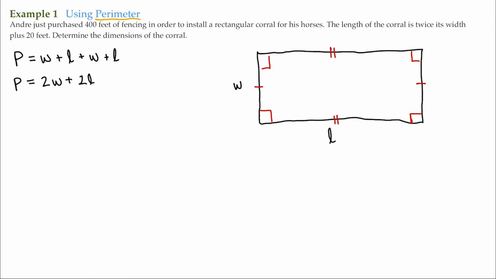So now as we read this, it says the length of the corral is twice its width plus 20 feet. Now, I don't know what its width is, but I do know what its length is in relationship to the width. And its length is twice its width plus 20 feet. So I'm just going to pencil it in like that. Now its perimeter, since he's using 400 feet of fencing, that's going to be its perimeter. That's how long its perimeter is. So I'm going to put in 400. That's equal to 2W plus 2L. And what's L? Well, L is 2W plus 20.